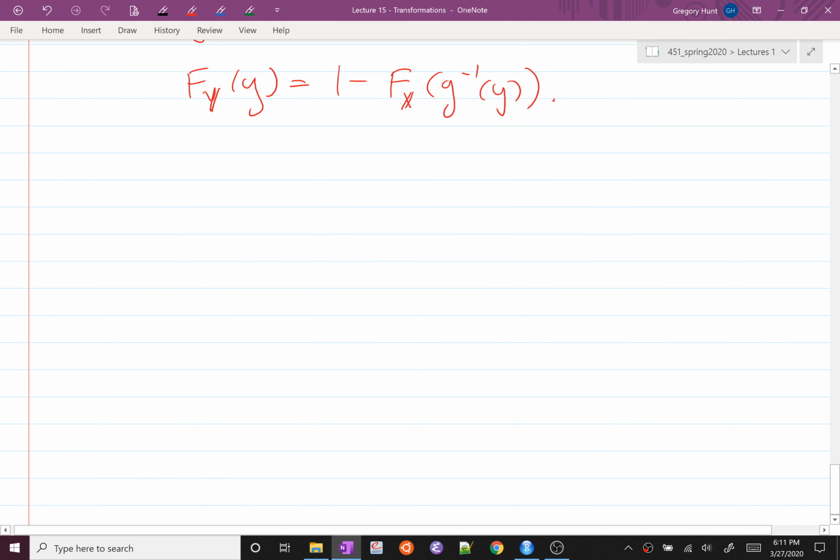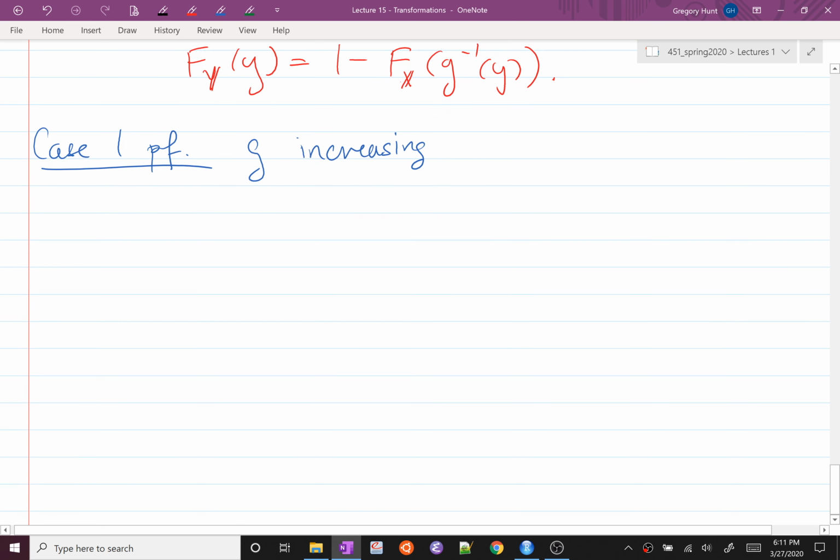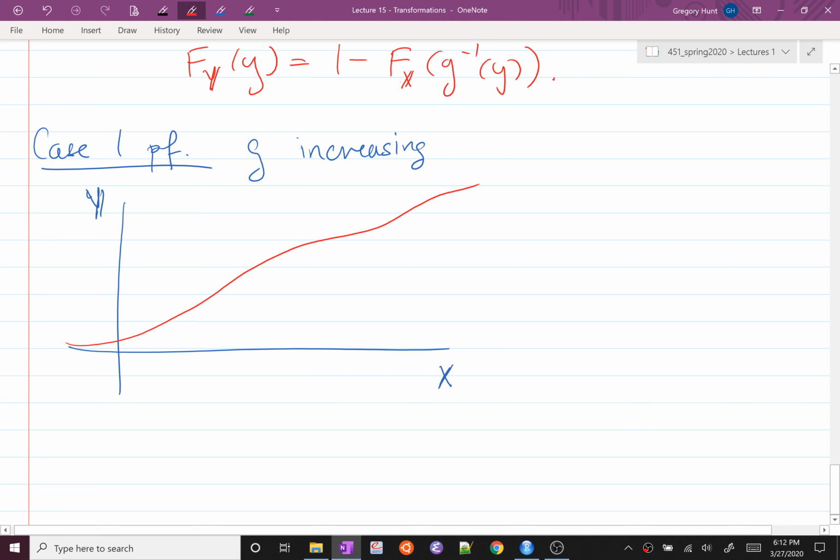So, case 1 proof: g is increasing, and what I could do is plot X against my values for Y. And there'd be some function g. It's a monotone function, and it's increasing actually, so it has to look something like this. This is g of x, and this gives me y. So that's my line, y is g of x.